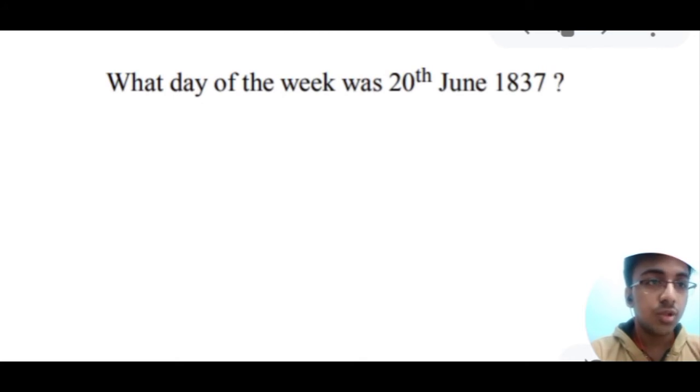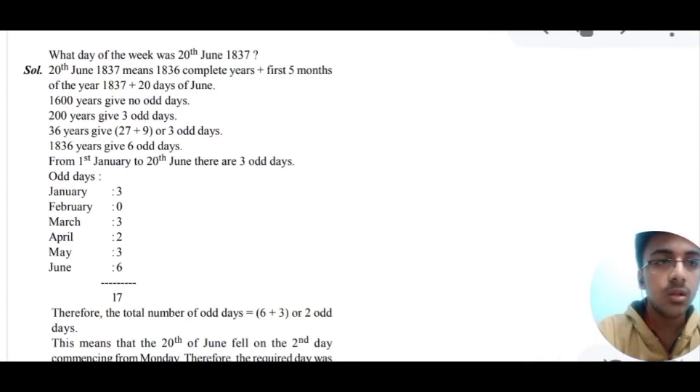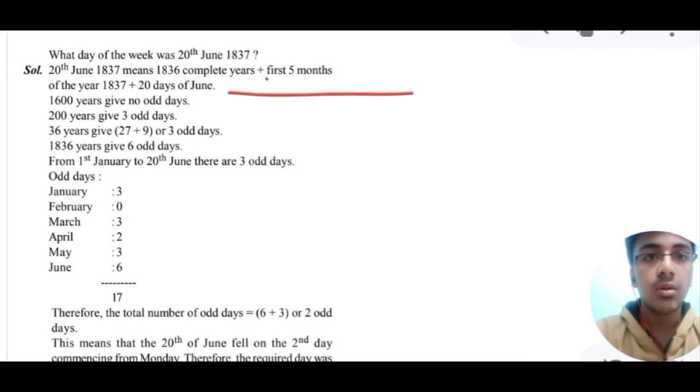So moving forward, now here's a question. You can take a screenshot, pause the video and try to do it yourself. What day of the week was 20th June 1837? This is going to be a simple question. So let me start solving it for you here. So here's how to solve that question which I told you. First, as I told you, we need to find out the number of years. So the number of years, 20th June, we can divide it in this format. This is the best way to do this. Okay, so try to divide it.